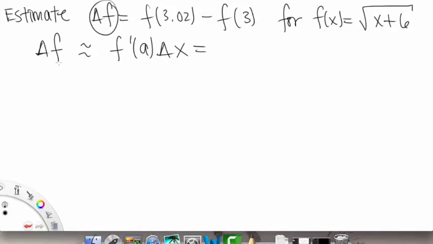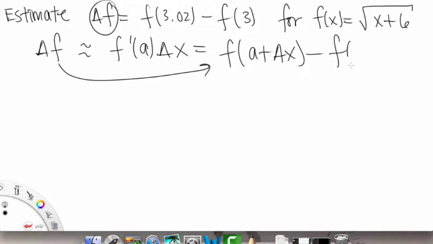And this thing is equal to f of a plus delta x minus f of a, right? That's the change in our function value, okay? So the change in function value is about equal to this approximation. So what we have to do is identify what we're given.